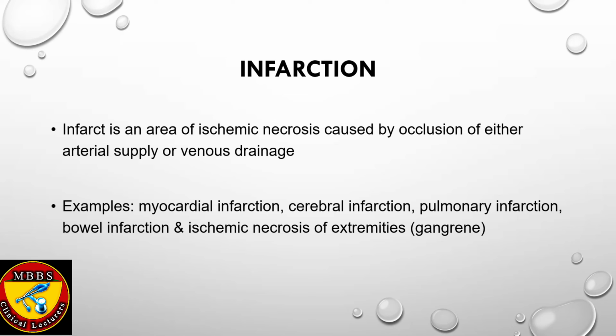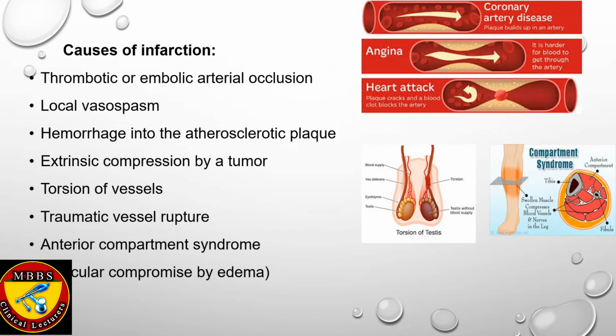So the examples include myocardial infarction, cerebral infarction, pulmonary infarction, bowel infarction, and also the ischemic necrosis of extremities leading to gangrene, most common in diabetic patients. Now the causes of infarction could be thrombotic or embolic arterial occlusion. A thrombus can occlude the blood vessel, or an embolus could occlude the blood vessel and cause infarction or ischemic injury to the tissue which is being supplied by that blood vessel.